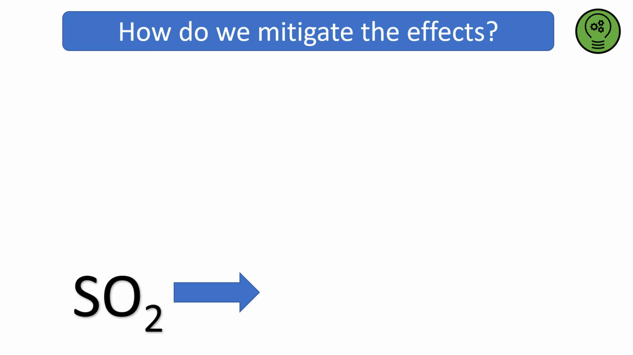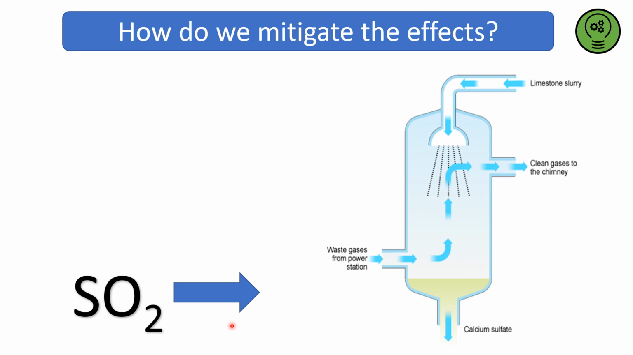So we mitigate the effects of the sulfur dioxide by capturing it and reacting with it to make it safer. And it looks something like this. So the sulfur dioxide gas comes into this container, and obviously it's a gas, it's going to travel upwards. As it travels upwards, it's going to meet this limestone shower, and this is powdered limestone.